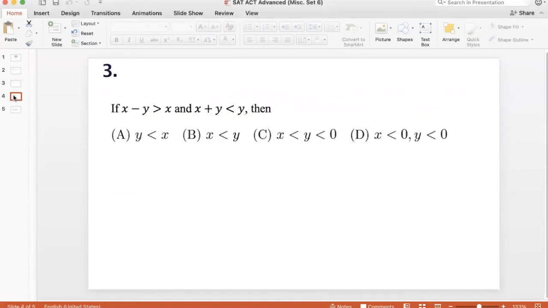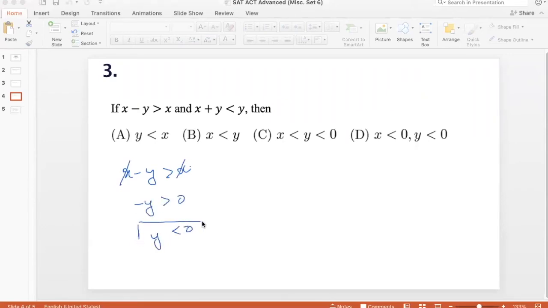Question 3. If x - y is greater than x and x + y is less than y, then which of the following is true? So x - y is greater than x, x and x cancel, so -y is greater than 0, so y is negative. And x + y is less than y, so y and y cancel, so x is also less than 0. They are both less than 0 individually. These equations don't tell us any relationship between them, right? So x is negative and y is negative, option D.